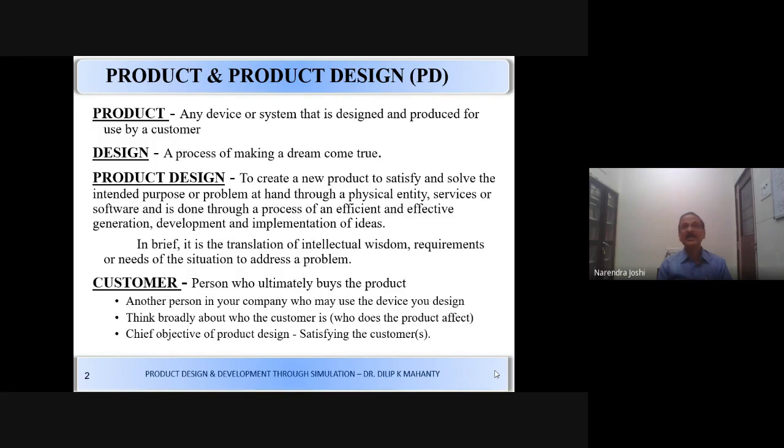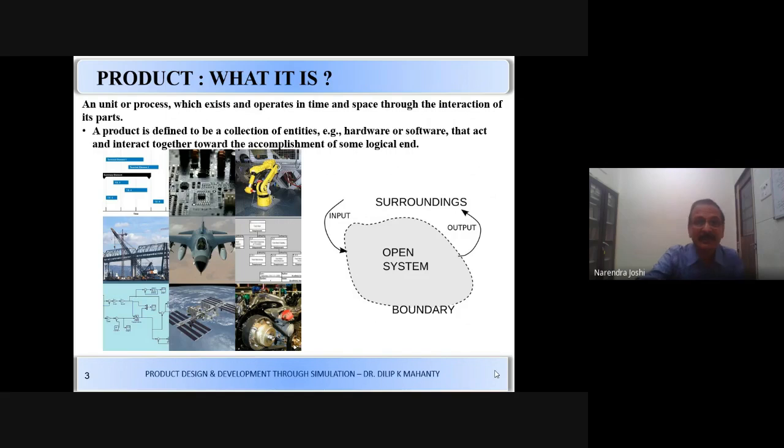So in brief, it is a translation of intellectual wisdom, requirements or needs of the situation to address a problem or situation. Now, all this product design is directed towards a person, a customer, who ultimately buys the product. It may be from your organization when you are doing the design, or it may be a customer whom you are not going to see, but who is going to be affected by this product. The chief objective of product design is satisfying the customer's requirement, and how the customer is getting satisfied.